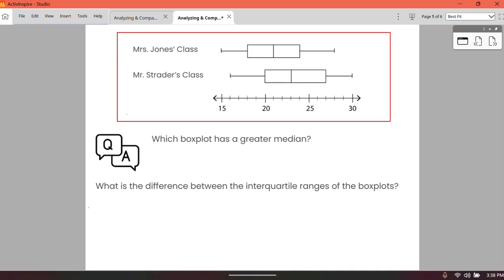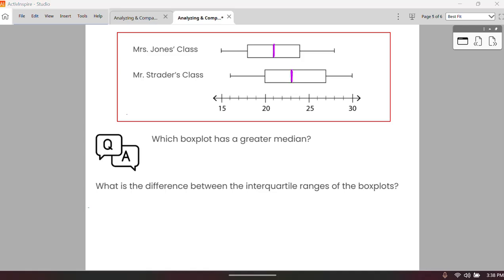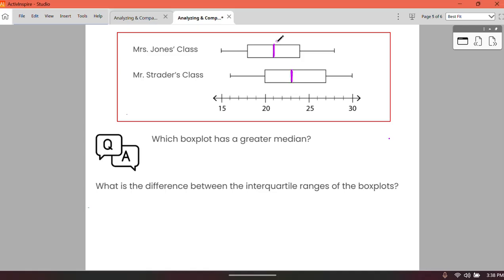First question, which box plot has a greater median? Well, the median is just this line in the middle of the graph. So the median for Miss Jones's class is 21, and the median for Mr. Strader's class is 23. So which box plot has a greater median? Mr. Strader. His class had a greater median.